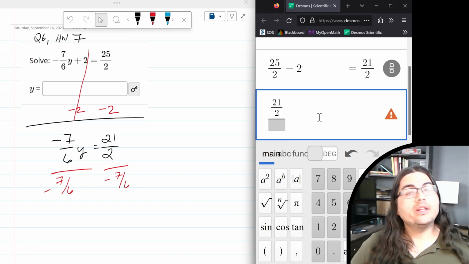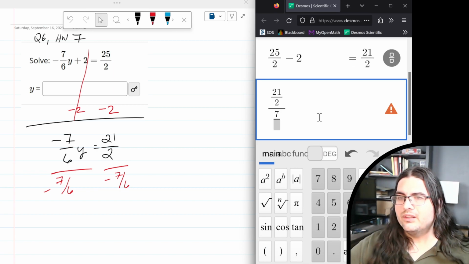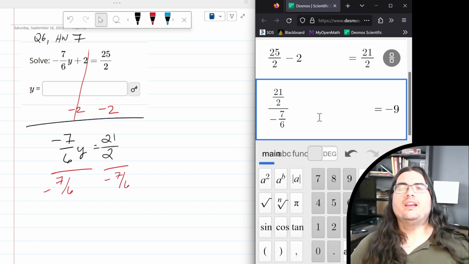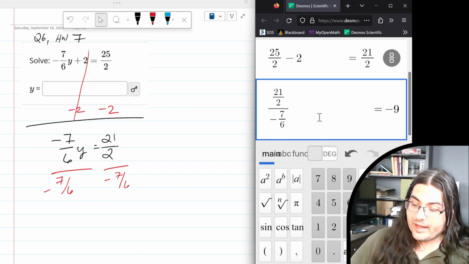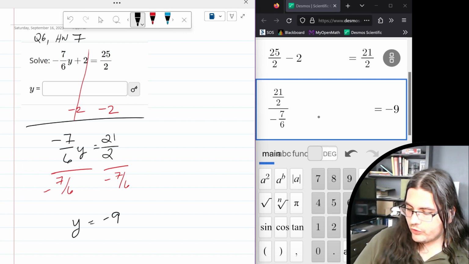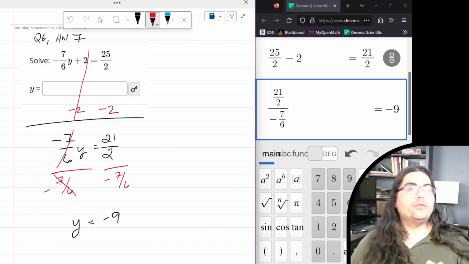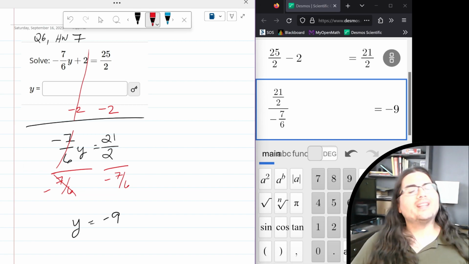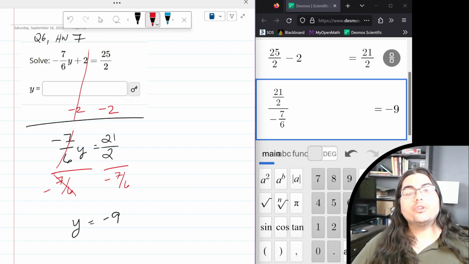And it looks really weird, but Desmos is going to handle this perfectly fine. And if you have a Casio calculator, it will handle it perfectly fine as well. Divided by -7. Forgot about -7. -7/6. And wouldn't you know it, it gives me the answer is equal to -9. Now, how did I do that? Why did that work? We'll be able to look at that in a few different ways in just a moment.